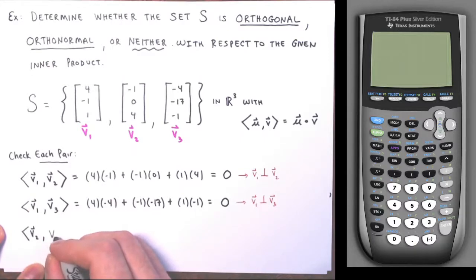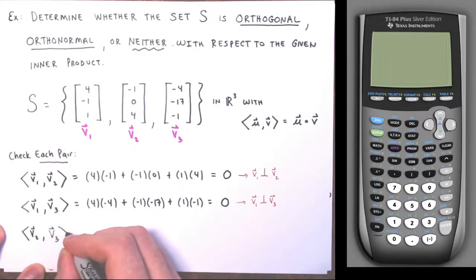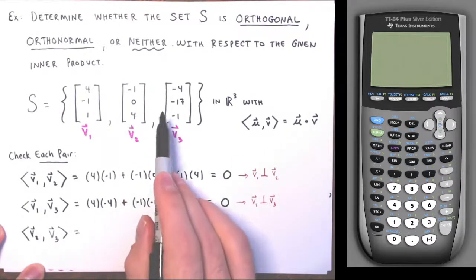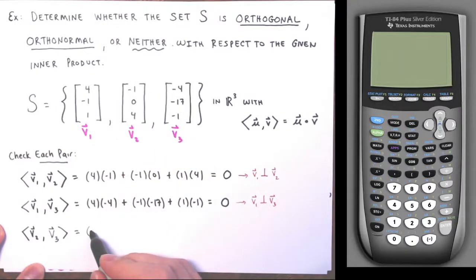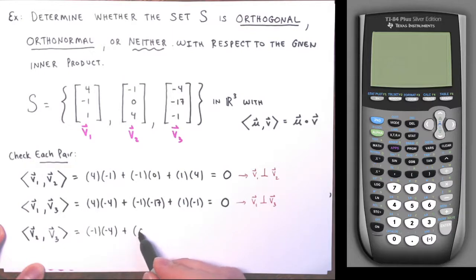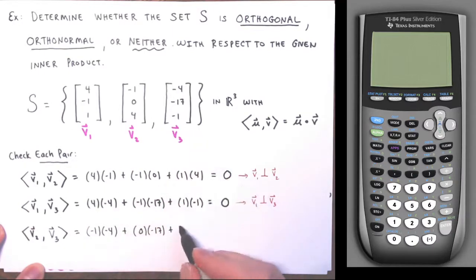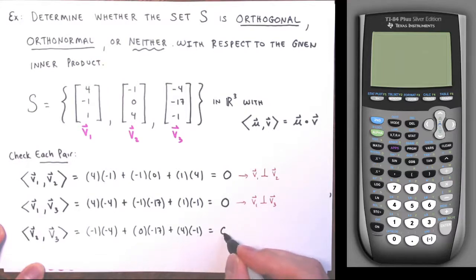And so we check the inner product of v2 with v3, and the inner product is simply the dot product. Here's v2, here's v3. So we have negative 1 times negative 4 plus 0 times negative 17 plus 4 times negative 1. So we have positive 4 plus 0 plus negative 4, and that is indeed 0.